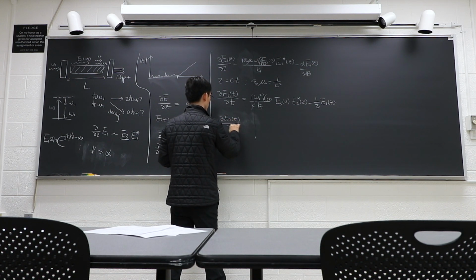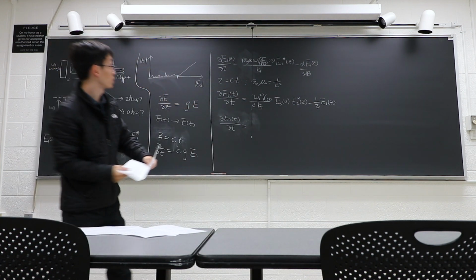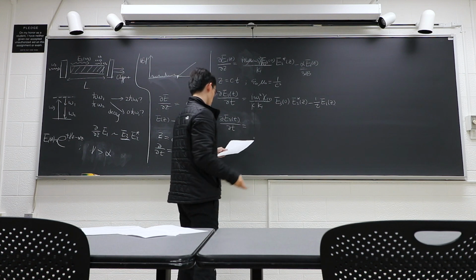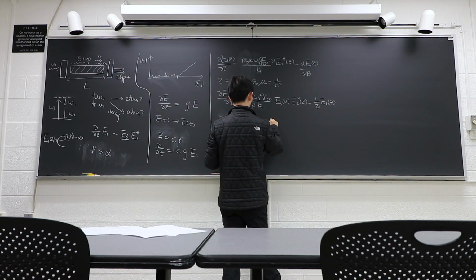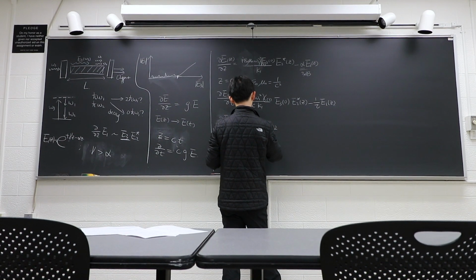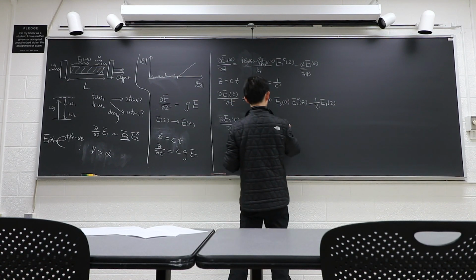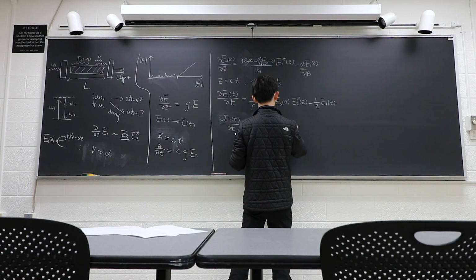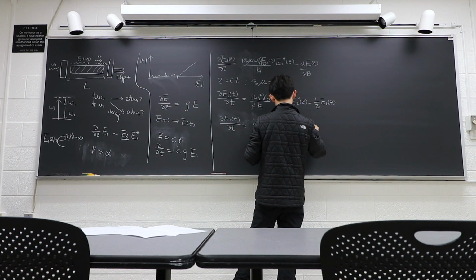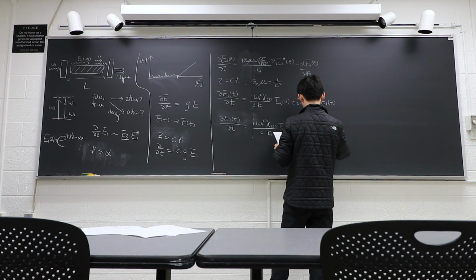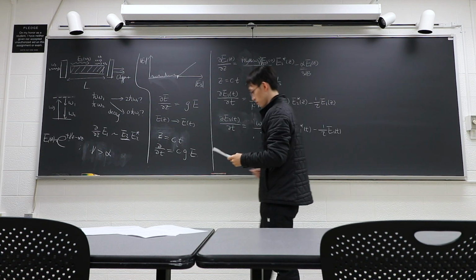We have a similar equation for E2. So I'm not going to repeat this calculation. I'll just write down the result. i omega 2 chi 2, c k2.